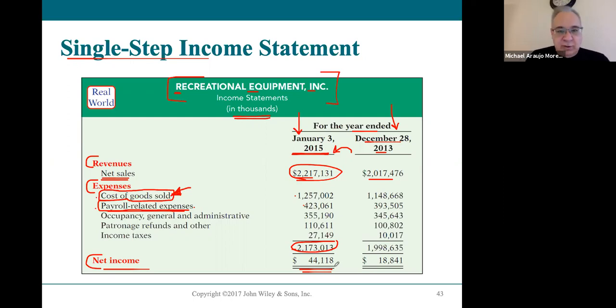I mean, no one's going to say no to $44 million, but when you started with $2.2 billion, again, this is your sales, what the customer paid for your stuff. They gave you that money because they bought something from you. If the customers are giving you $2.2 billion, and after you pay for all of your expenses, you're only keeping $44 million, that's a lot of expenses.